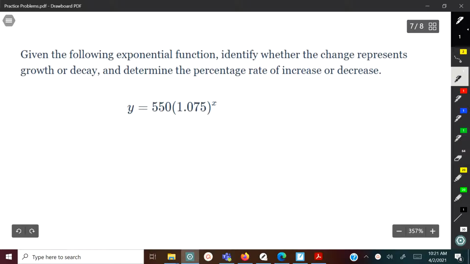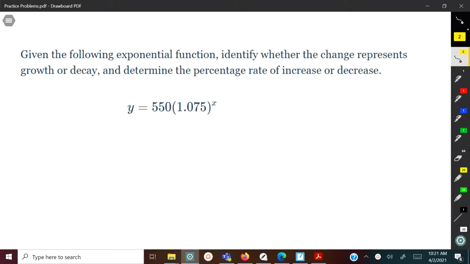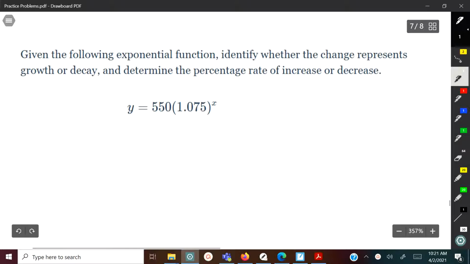Alright, given the following exponential function, identify whether the change represents growth or decay and determine the percentage rate of increase or decrease. So, step one, is it growth or decay? Well, as long as you have a number here that is greater than 1, then it's going to be growth. So right away you know it's growth. That's step one. Step two, take the number in parentheses and subtract it by 1.